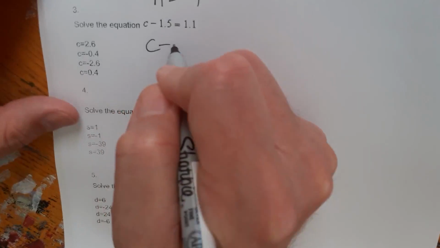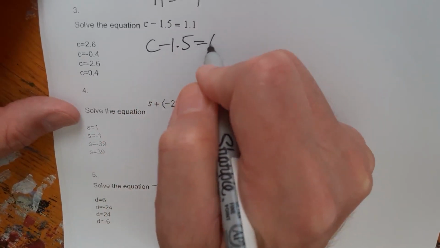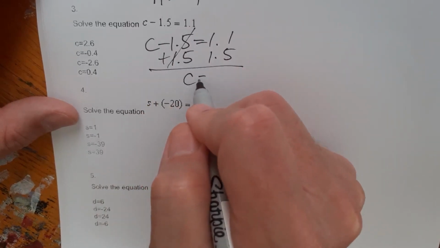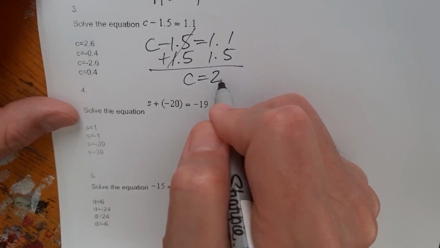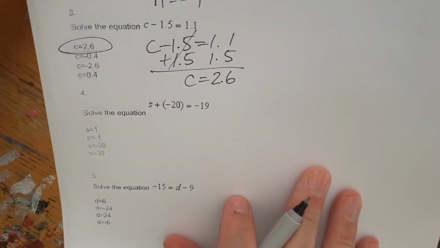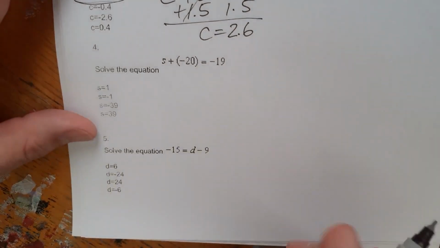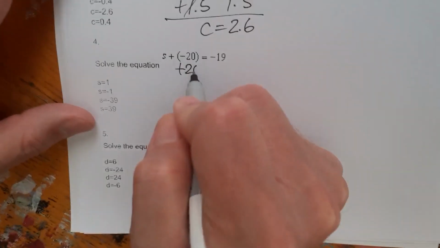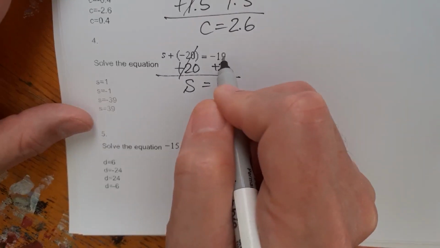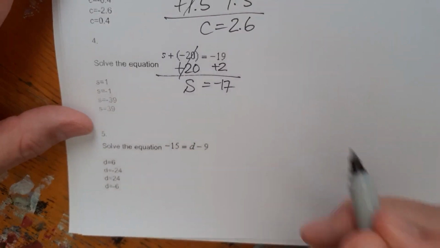Solve the equation. c minus 1.5 equals 1.1. Add 1.5 on both sides. Gone. c equals 2.6. All right, c equals 2.6. Solve the equation. Let's add 20 to both sides. Gone. s equals negative 19 plus 2, which is negative 17.